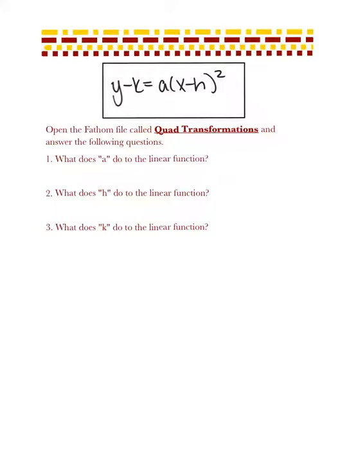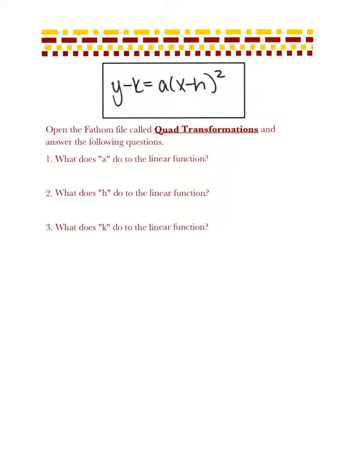So open up the Fathom file called Quad Transformations. Same thing. When you pull it up, you should see a parabola. I want you to change the A, H, and the K using those sliders. Pause the video and come back here in just a few minutes, and let's talk about what you saw.